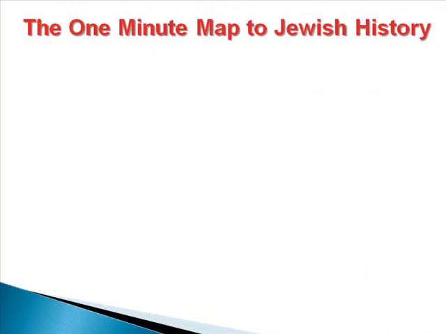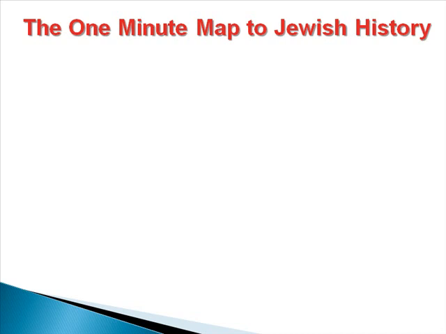Okay, we're picking up in the crash course in Jewish history, and I want to go over what I call the 1-minute map to Jewish history. So what we're going to do in this session is get a big picture overview of the major eras in Jewish history and understand essentially the challenge the Jewish people are facing. And this will help give us context as we go through the course.